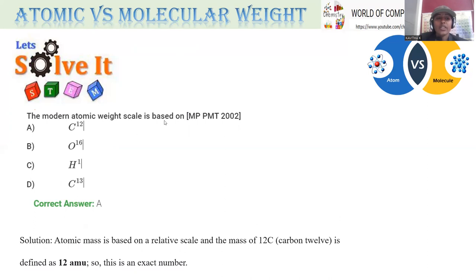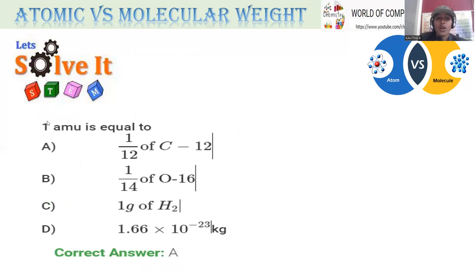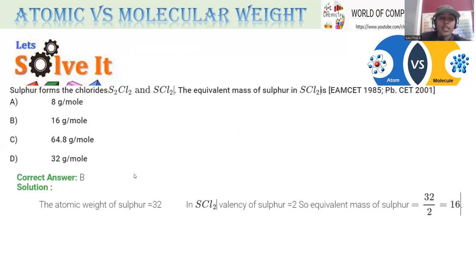The modern atomic weight scale is based on carbon-12. Carbon-12 is the standard for the calculation of the atomic weights of all compounds. Another question. One atomic mass unit is exactly equal to 1 by 12th of carbon-12. So, it will be taken on the scale of 1 by 12 of carbon-12.